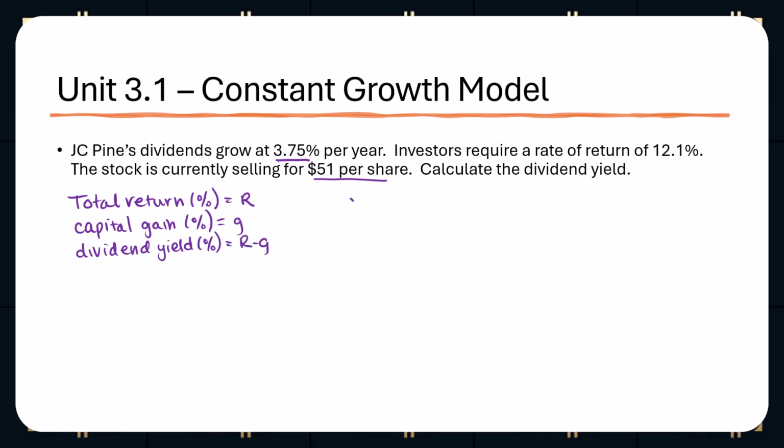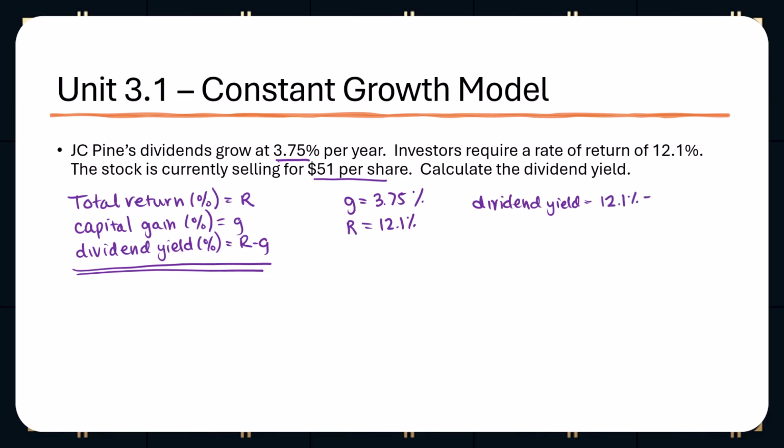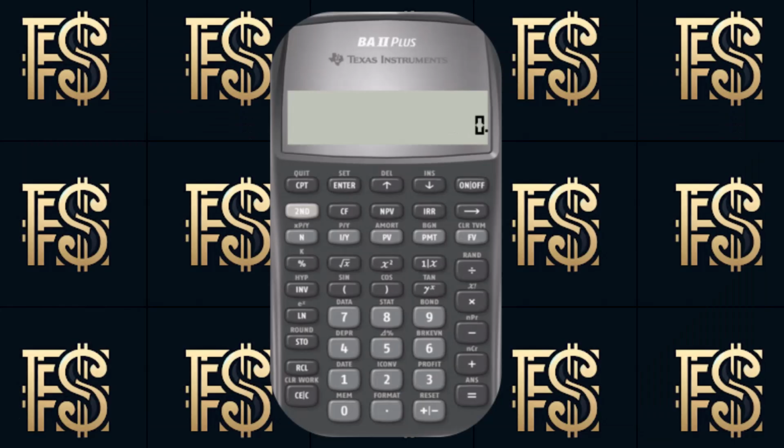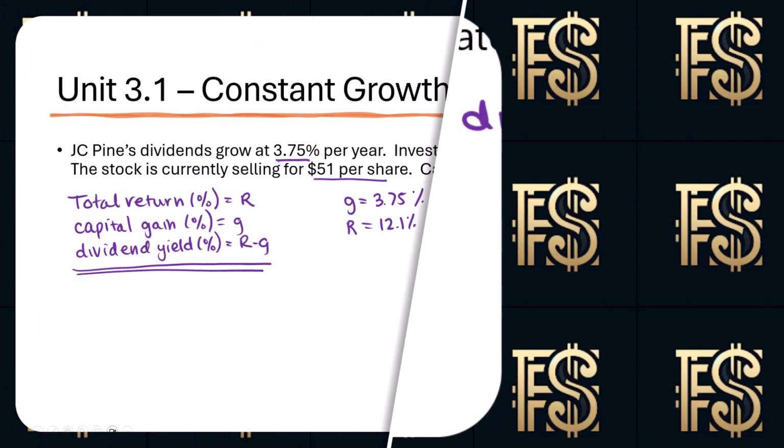So in this problem, they give us G at 3.75%. They also give us the required rate of return of 12.1%. Knowing this information of how it relates to the model makes solving this problem rather easy. So we just take the dividend yield as R minus G, or 12.1% minus the 3.75%. So we'll take 12.1 and we will subtract off the 3.75, and we find that the dividend yield in this problem is 8.35%.